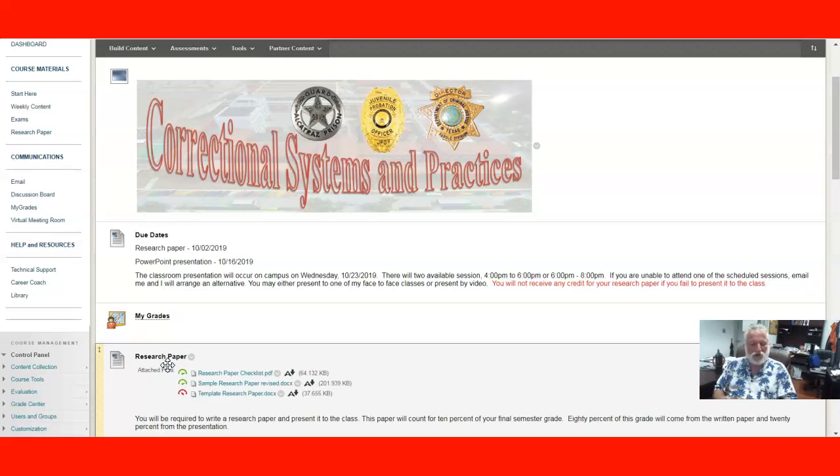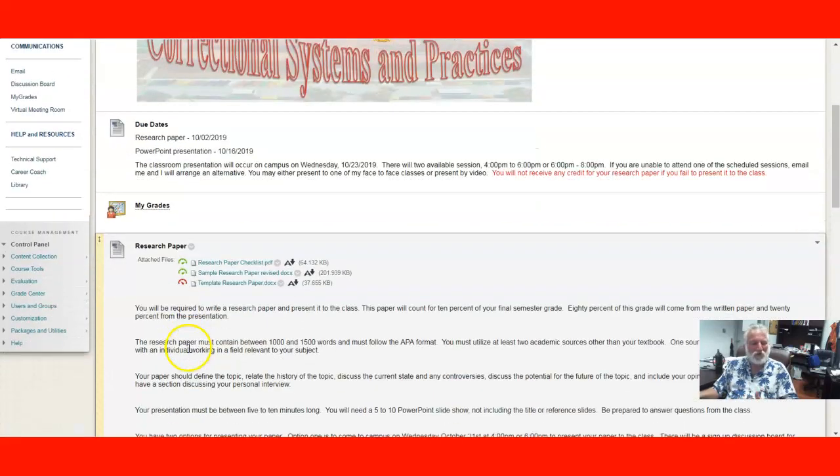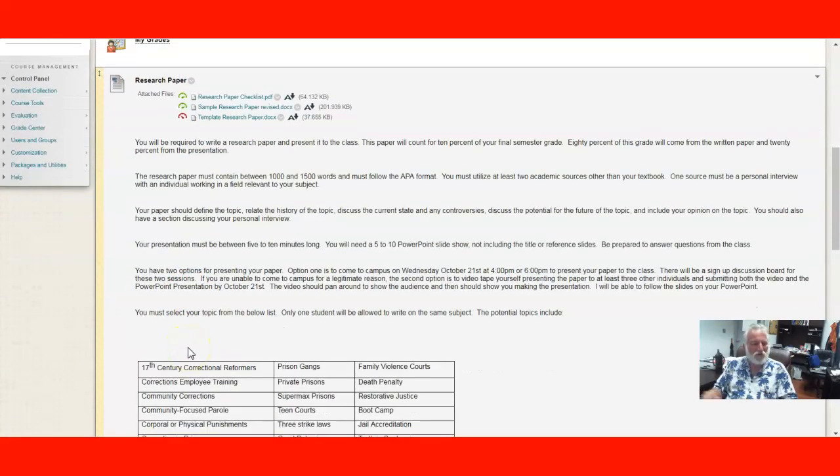So that is what you need to do. If you don't do a presentation, you don't get credit for the paper. If you don't get credit for the paper, you cannot pass the course. So it's kind of real important. We'll go over some other things that need to be in the paper in order for it to be accepted.